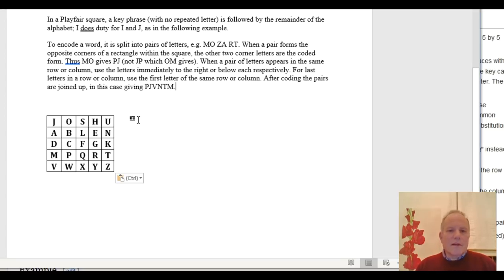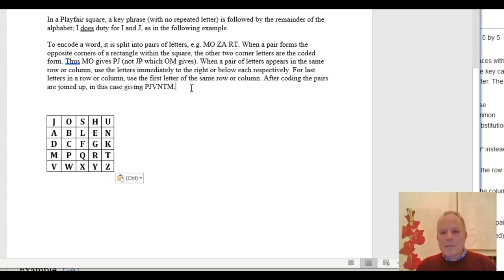And at first sight, that's quite a clever code because there's no way to get a handle on the frequencies of letters. MO will code to something totally different from ME. MO goes to PJ, but ME goes to RA. So there's no similarity there to get hold of. So you can see why that was originally considered a pretty difficult code to crack.